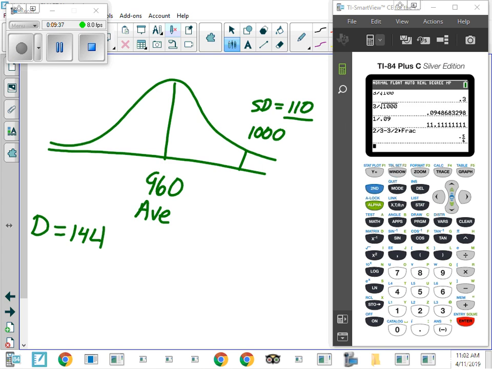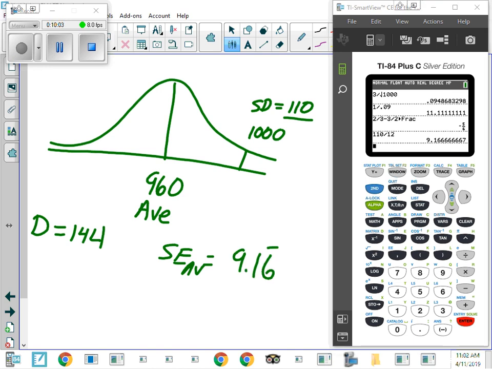Okay, so now I need to create the SE average. Does everybody follow so far? Okay, so I take 110 and I divide it by, so 100 and, I'll get it. It'll take me a day or two. And I'm going to divide it by the square root of 144, which is 12. And I get 9.16 repeating.